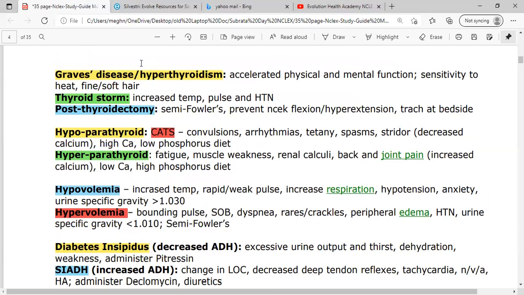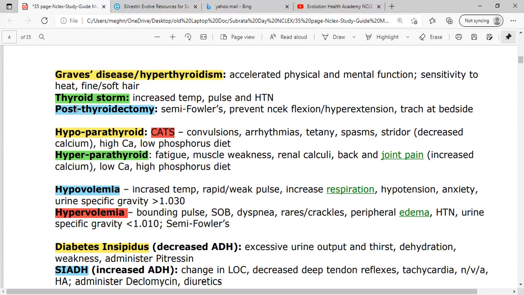In case of Graves' disease, meaning hyperthyroidism, T3 and T4 go up, TSH goes down. So if the patient has Graves' disease or hyperthyroidism, there is accelerated physical and mental function, hyperactivity, sensitivity to heat, and fine, soft hair. Thyroid storm: increased temperature, increased pulse, and high blood pressure.